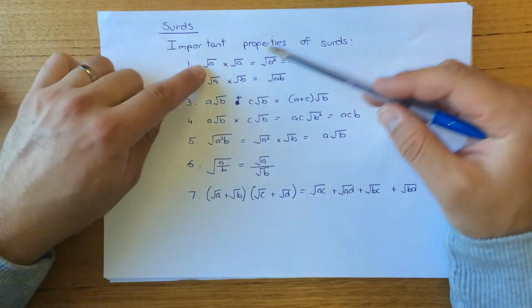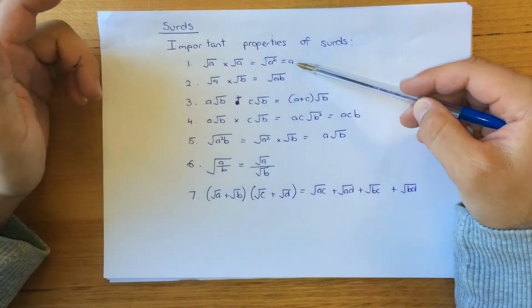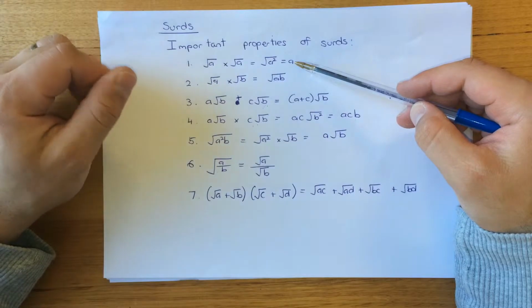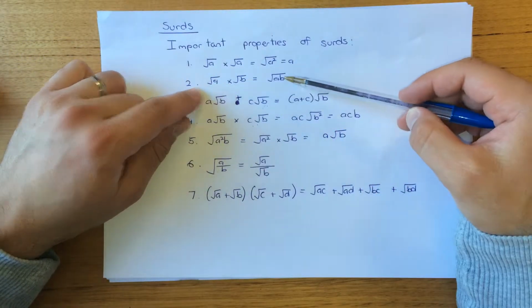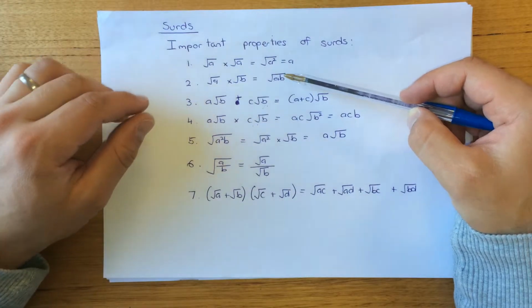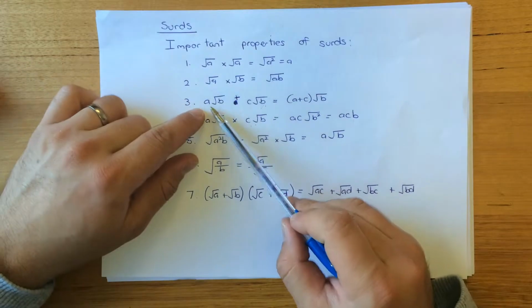So the first one says square root of a times square root of a is square root of a squared, which is just a. That's pretty common sense there. If it's a different value, square root of a times square root of b, you can actually put it all on the one square root, so square root of a times b, and the converse is also true.